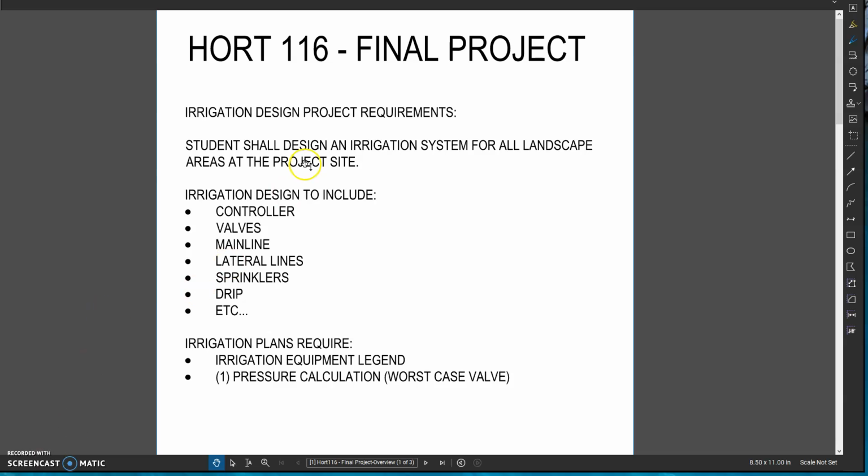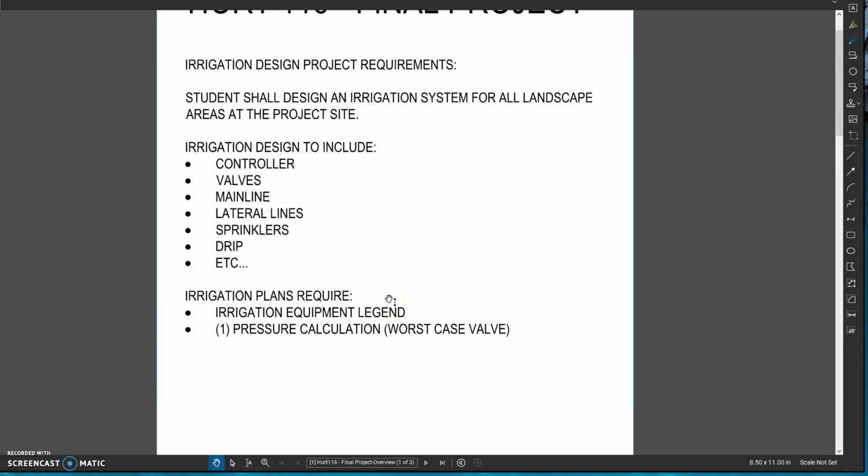So starting off here, the irrigation design requirements are that you're going to design an irrigation system. It's going to include all the components: controller, valves, mainline, lateral lines, sprinklers, drip, all the components that we've talked about in the class. And you're going to have to draw it by hand or via the computer on the following sheets.